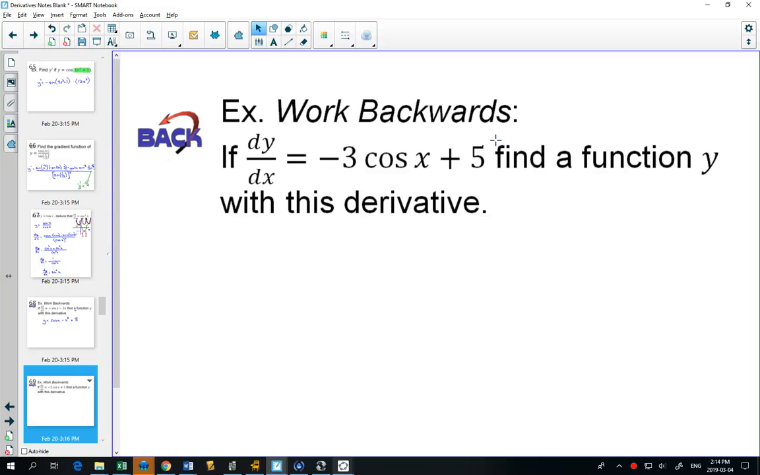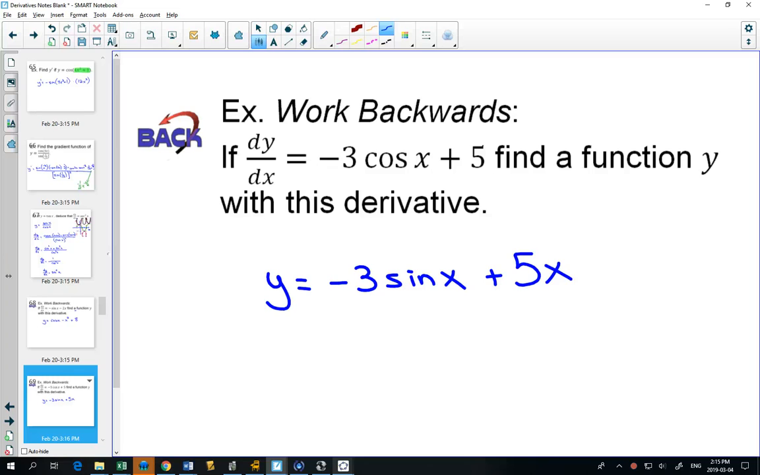Another one to work backwards: negative 3 cos x plus 5. And so if we had a derivative of cos, would this be positive sine or negative sine to get a derivative of negative cos? Since the derivative of sine is positive cos, the derivative of negative sine would be negative cos. And then plus 5 would be plus 5x. And then you could leave it like this, or if you wanted to, add whatever number you like.